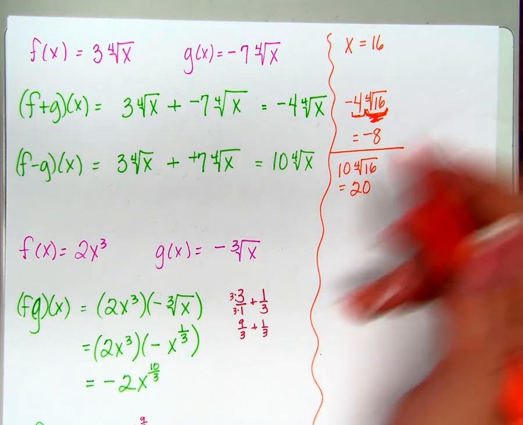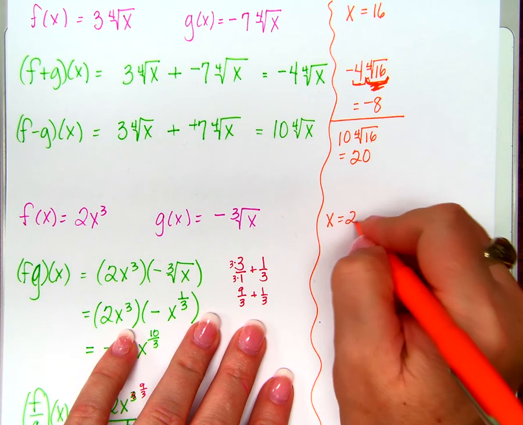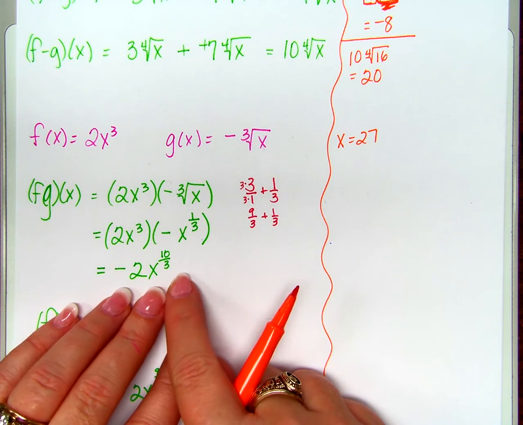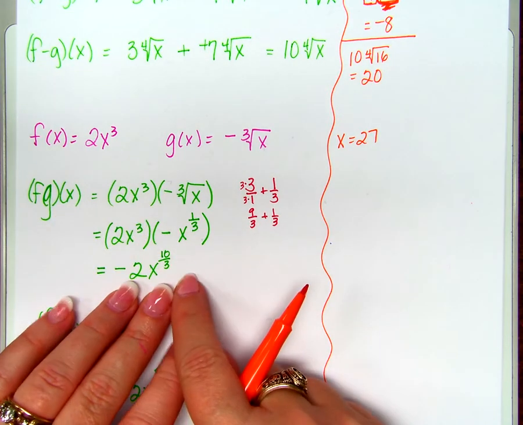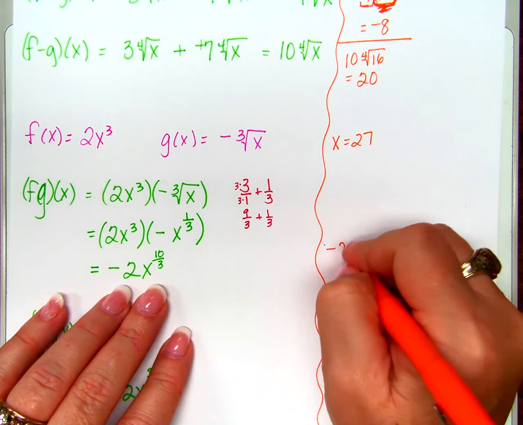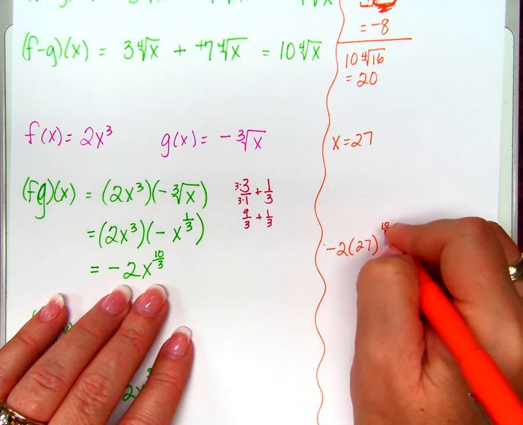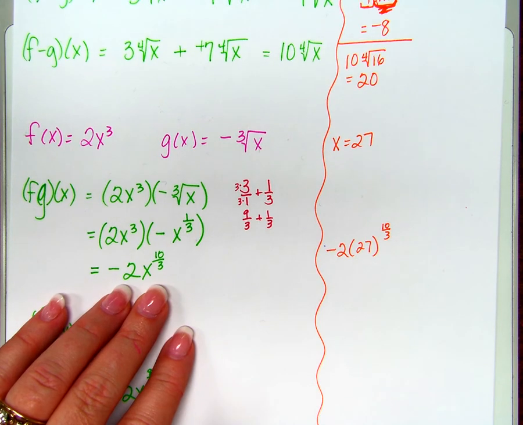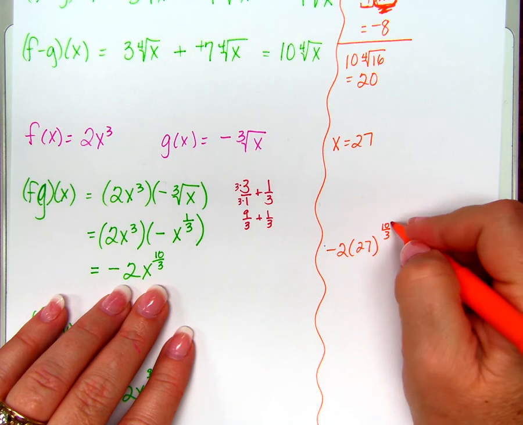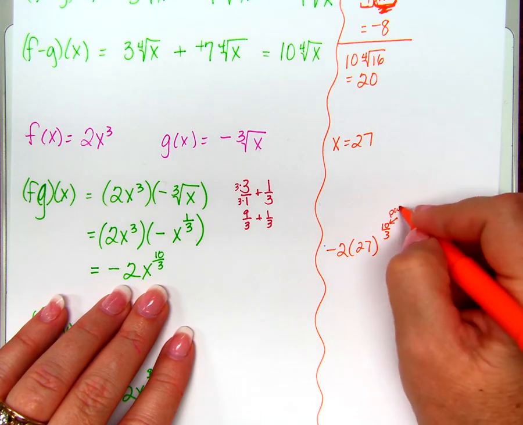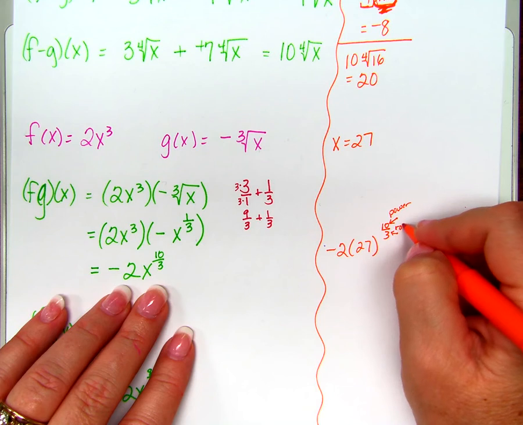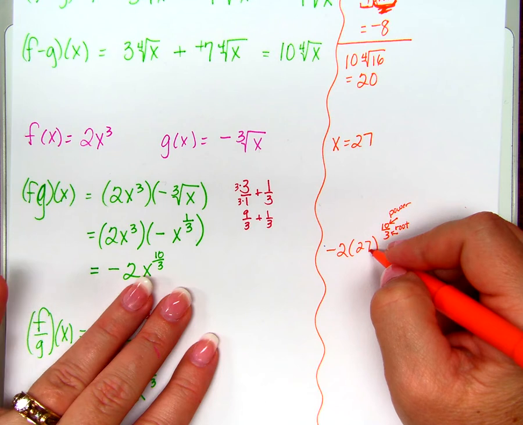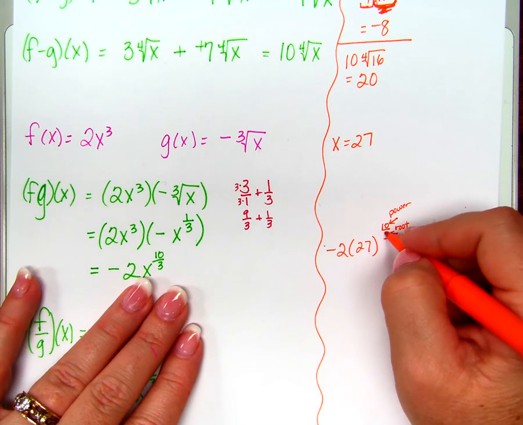Better? Good. What if for these problems down here I told you x was 27? Could I do that? So if I come down here to this is my function, right? It's my two functions multiplied together, so this is my new function. I would say negative 2 times 27 to the 10/3 power. Well, the numerator is what? The power. And the denominator is the what? What is the cube root of 27? What times what times what equals 27? 3. What is 3 to the 10th power?